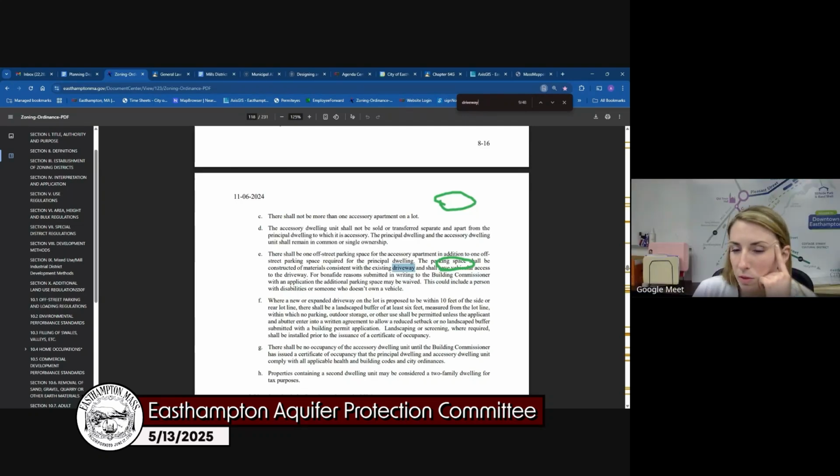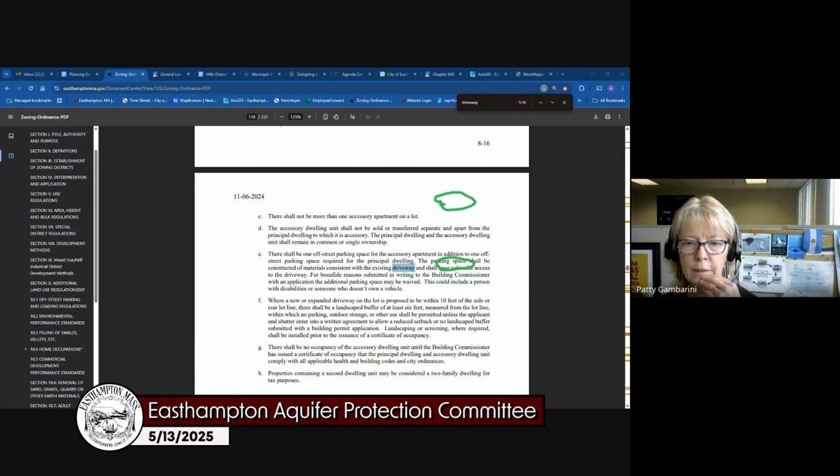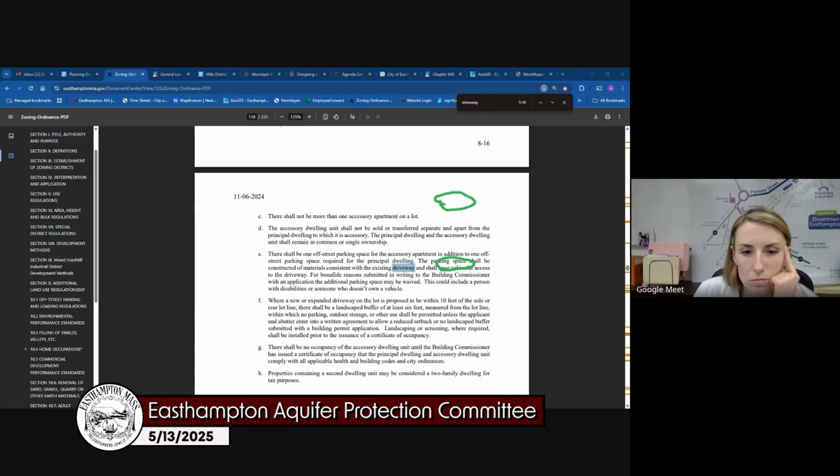This, what you're seeing right now. E, yep, you got it. So this parking space shall be constructed of materials consistent with the existing driveway and shall have vehicular access to the driveway. I'm guessing that's basically saying don't park on the lawn, like a parking space on the lawn doesn't count. In theory, if you had a paved driveway, a gravel driveway wouldn't suffice. I don't know that we would really nail someone for that, but I think it was probably to get away from people just parking on lawns.